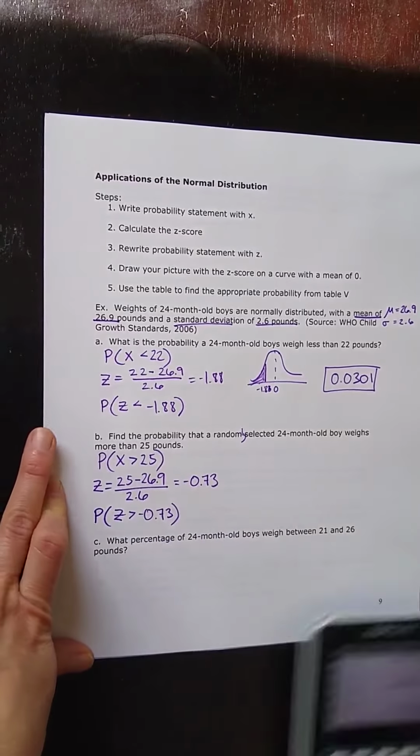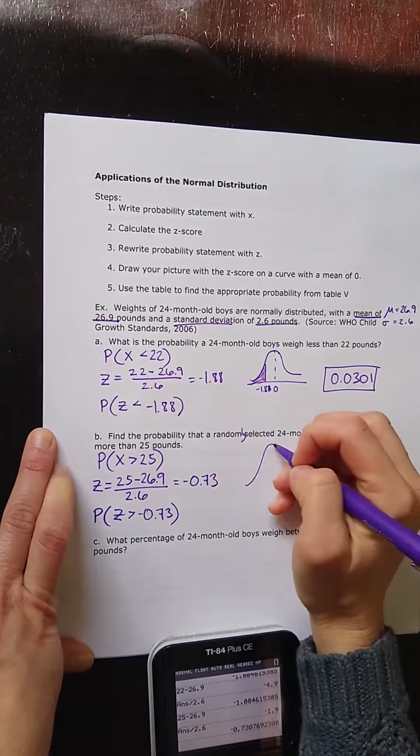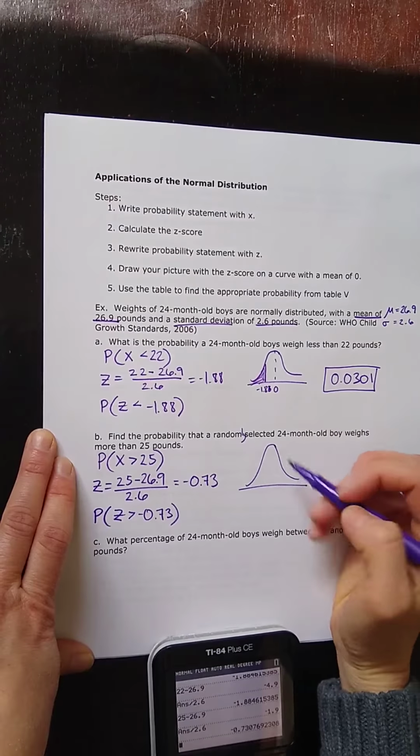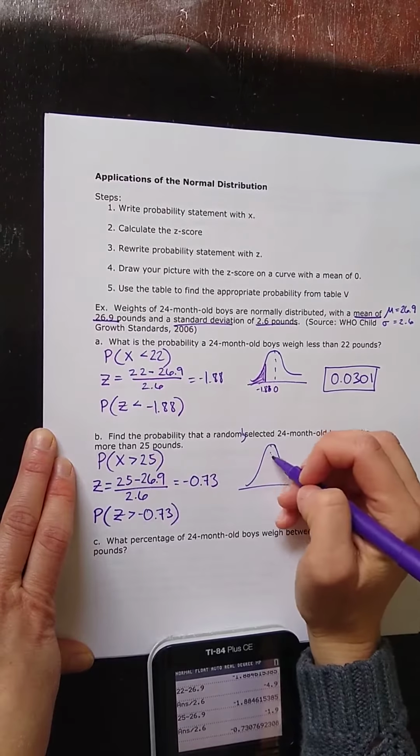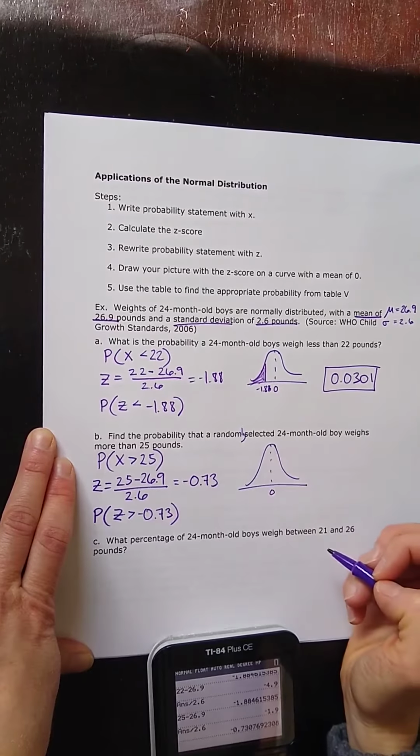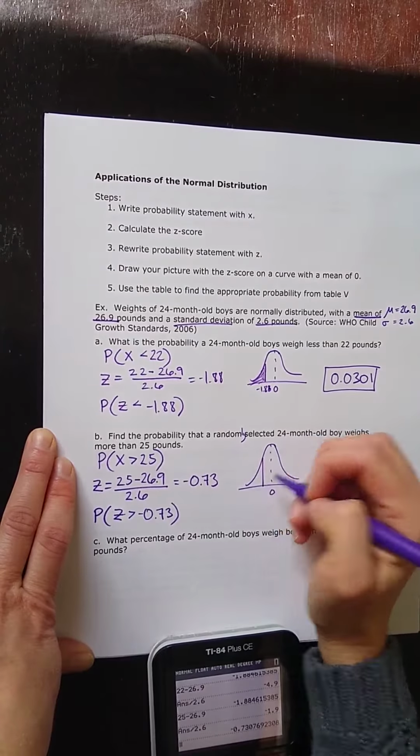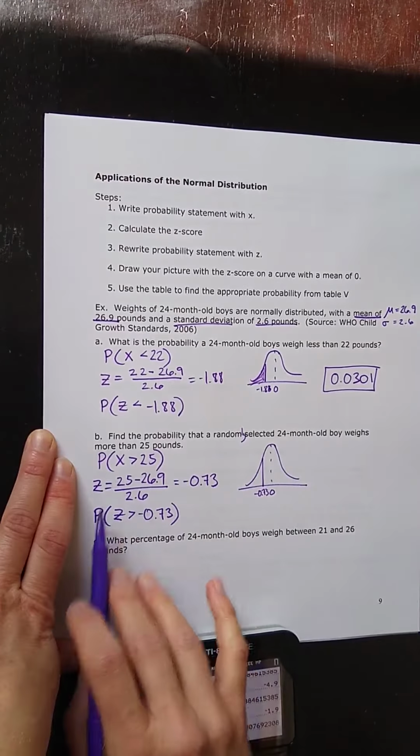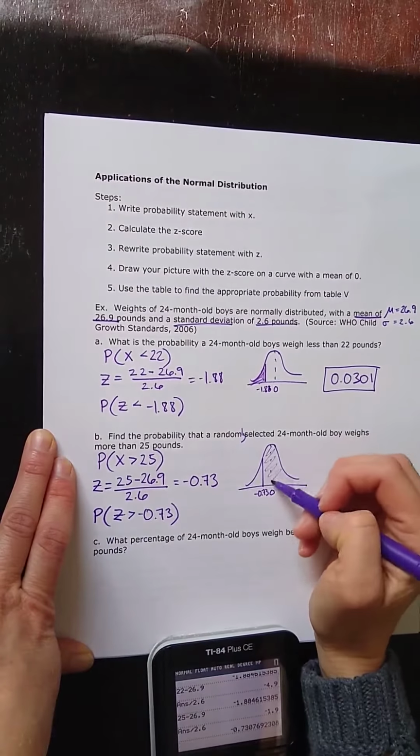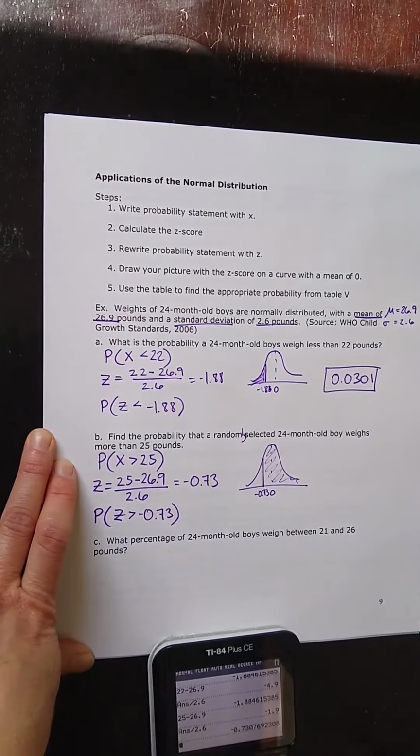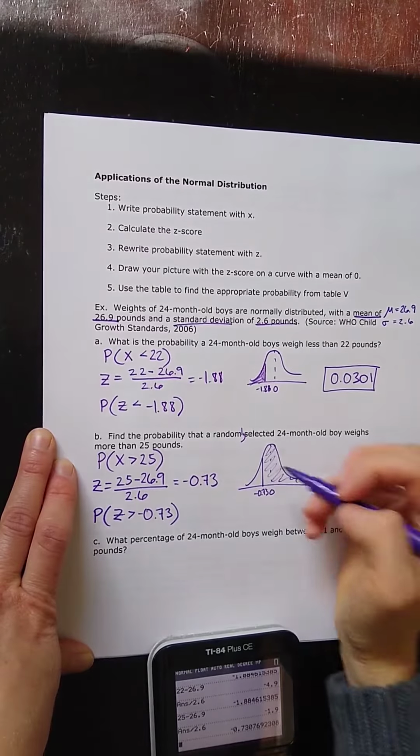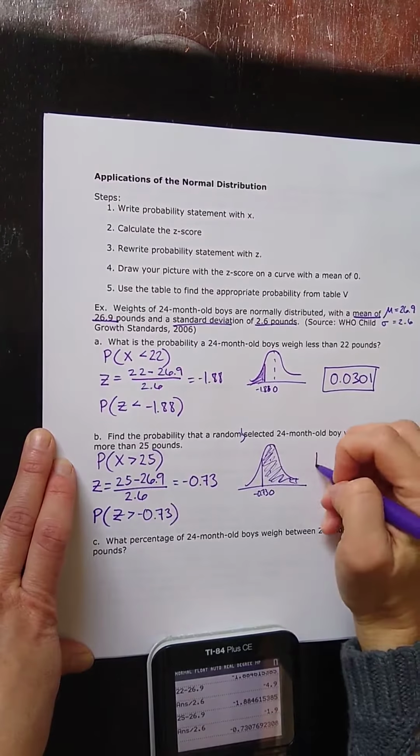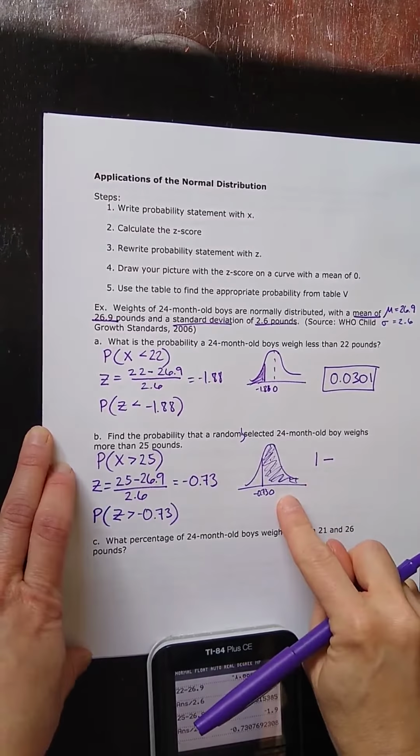So you're just swapping out the x value for the z-score, but the inequality stays the same. So when I draw my picture, I think these should always be steeper than I draw them. Sometimes they look really flat, but they're really pretty steep. So that's a good one. There's 0. There's negative 0.73, but I want greater than. So greater than, this is a pretty big chunk I've shaded in. This is a greater than, so when I go to the table, I'm going to do 1 minus my table value.